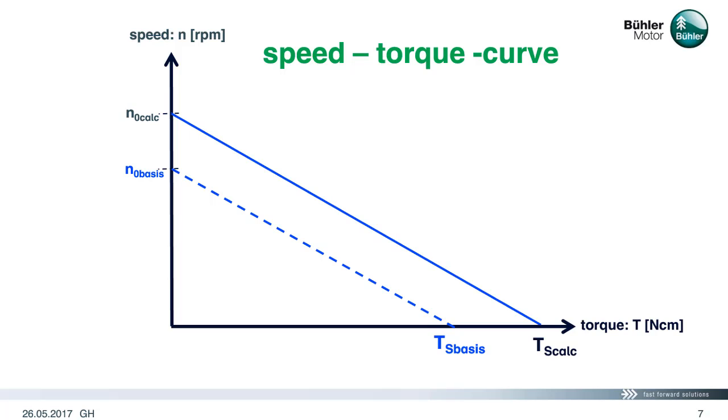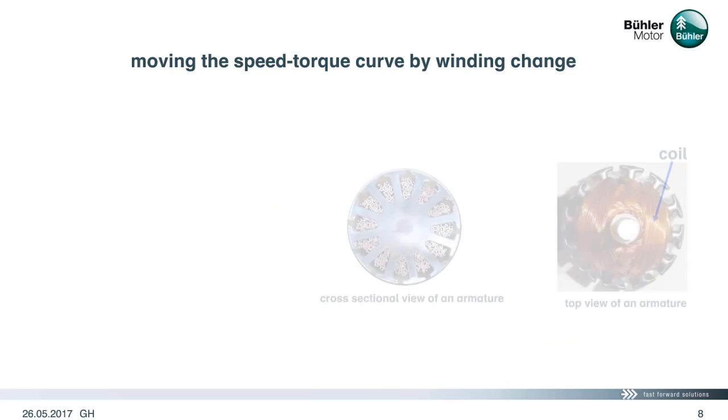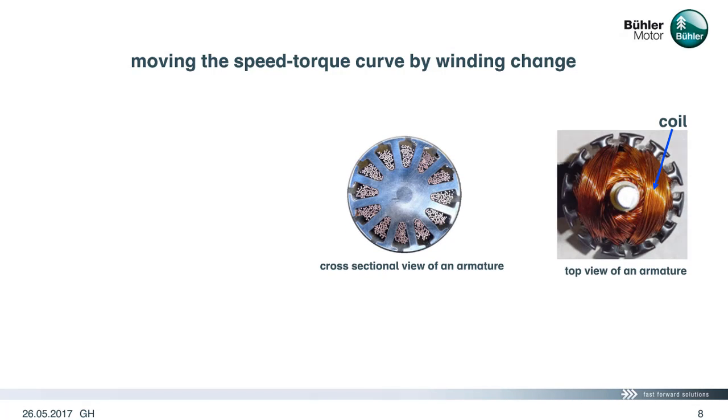Concentrating on the speed torque curve, we can see two parallel straight lines. How can the dotted line, representing the existing base motor, be shifted to meet the target line? To answer this question, the armature of the motor has to be examined a little closer. We see here a cross-section and a top view of a wound armature. Each gap contains a number of copper wires which fill the gap to a certain extent.